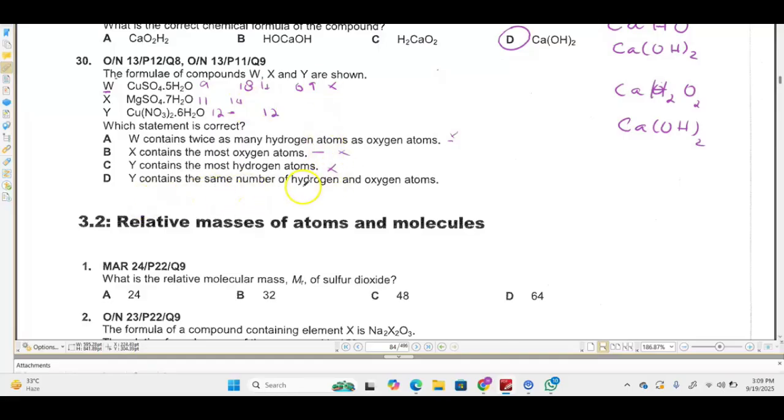Y contains the same number of hydrogen and oxygen atoms. Y. 3 2s are 6, 7, 6 to 6, 12. Oxygen here is 12 and here hydrogen is 12. Yes, this is correct.